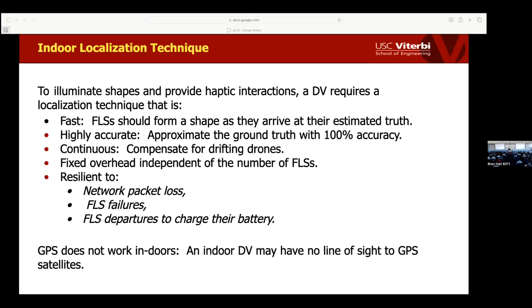For those of you who have played around with the drones, you just fly and it starts to act like a drunk. It just moves around in one direction. So we need to compensate for that. It needs to have a fixed overhead, meaning that if I go from a million FLSs to a billion FLSs, it shouldn't become extremely slow. That's not acceptable. So it should have a fixed overhead independent of the number of FLSs. It should be resilient to network packet loss. We've experimented with Crazyflies, and we've noticed that they just drop a lot of network packets when they communicate. It should be resilient to FLS failures, FLSs departing to charge their battery, and FLSs returning after having charged their battery. And again, we cannot use GPS. It's just not going to work because this drone vision is indoors.